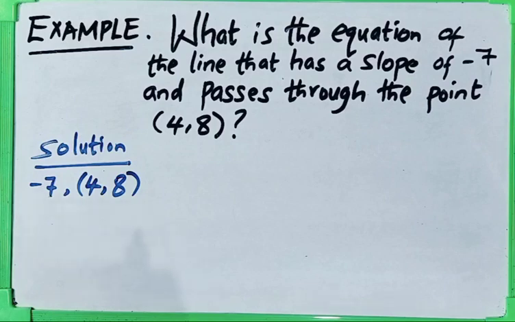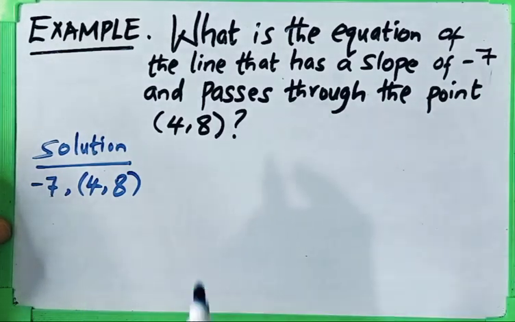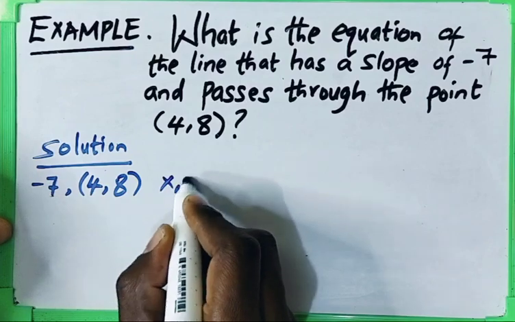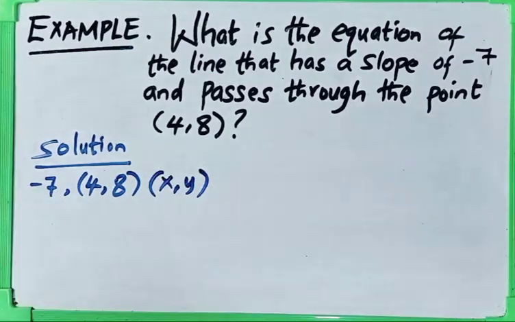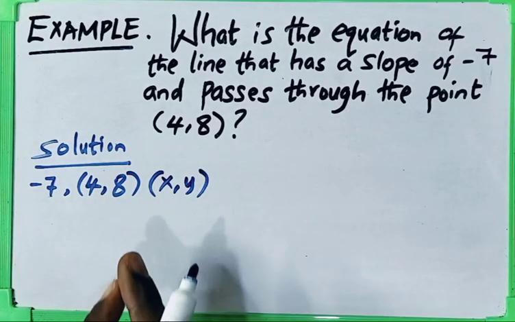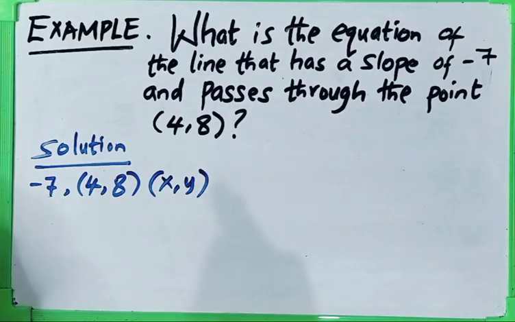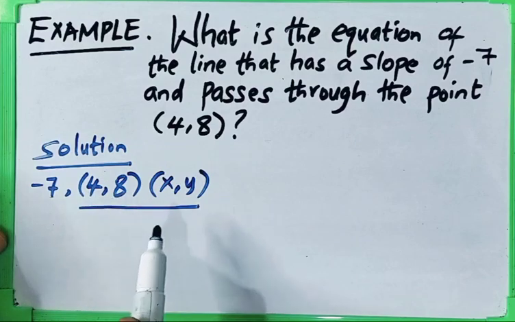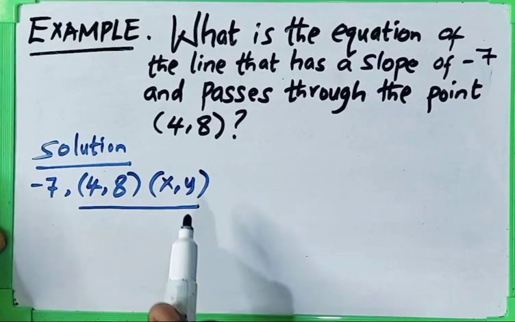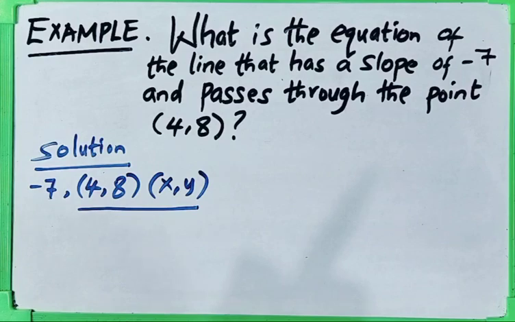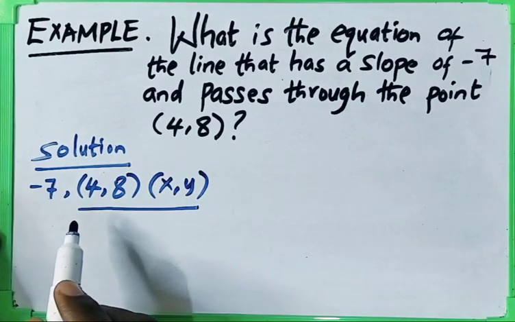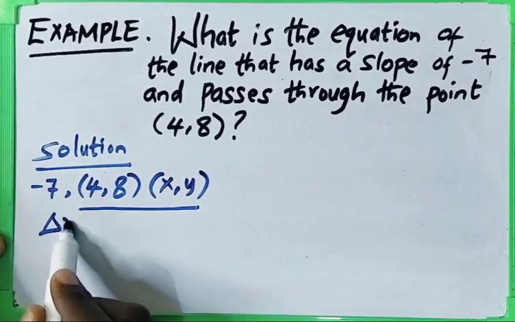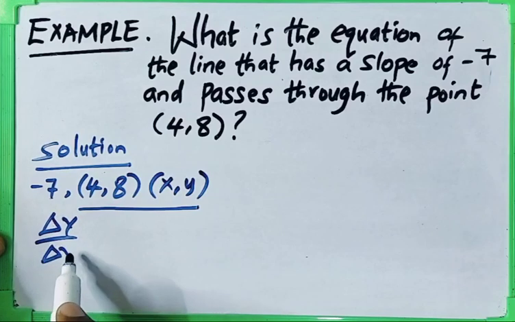That's the point. For you to solve this, you need to imagine another point. Come up with an imaginary point with the coordinates x, y, like that. After coming up with an imaginary point x, y, you're going to use the point given, 4,8, and the imaginary point x, y to write the formula for the slope.